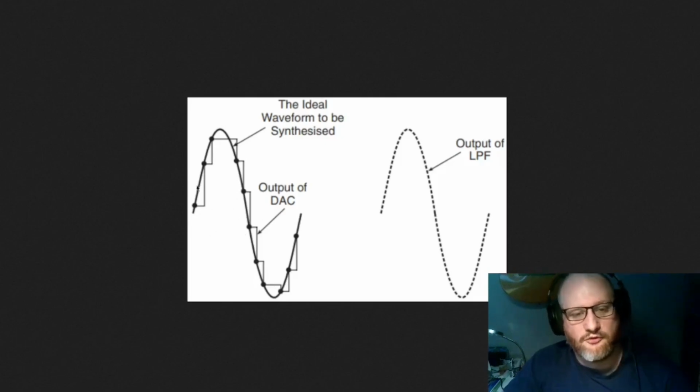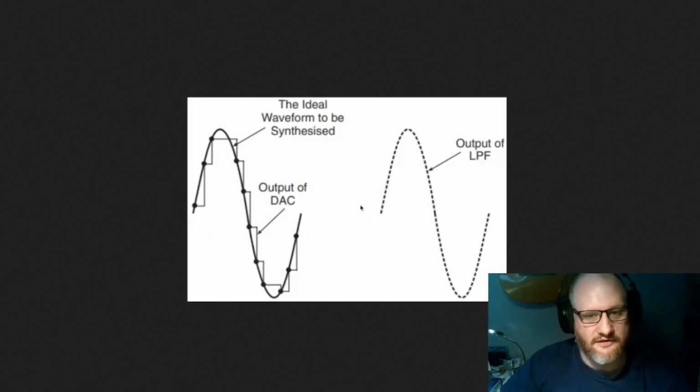And of course you could filter this jagged curve and get something that looks a bit more like a sine wave, or you can have an even smoother one and then filter that and get an even smoother output. So that's how you could produce a sine waveform, or indeed any other waveform. You just change the values that you put in your lookup table.